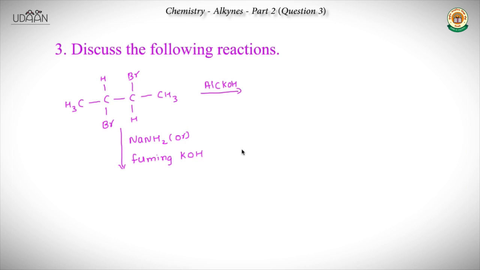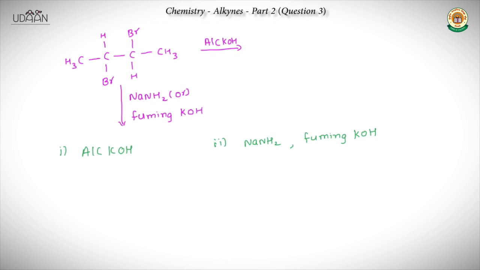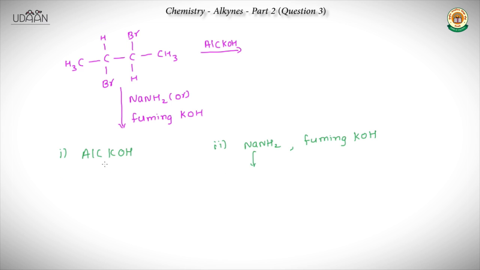Let's move on to question number 3, in which 2,3 dibromobutane is treated with alcoholic KOH in the first pathway, and in the second pathway it's treated with NaNH2 or fuming KOH. So let's know the reagents first, which is alcoholic KOH in the first pathway, and in the second pathway we have NaNH2 or fuming KOH. Note that both are bases and nucleophiles. Also, one more thing you need to note is that NaNH2 is a much stronger base than alcoholic KOH. The same is the case with fuming KOH too.